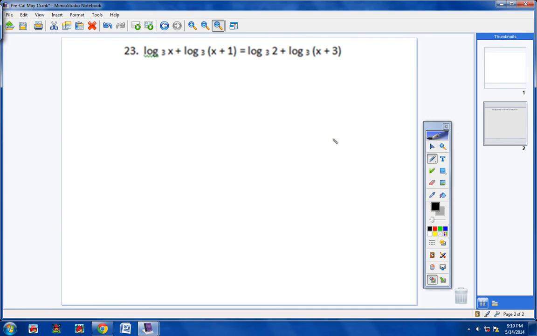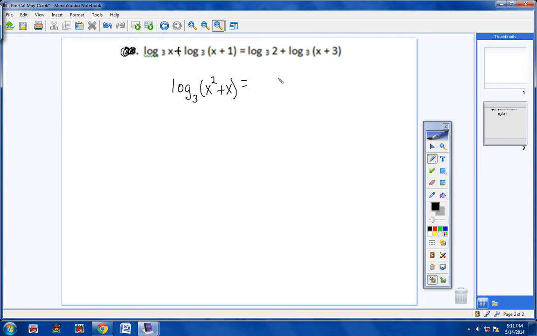All right, now I have 2 logarithms on this side, 2 logarithms on this side. So I'm thinking, you know what? I better do some super combining. Do you have anything to the left of this log? No. Do you have anything to the left of this log? No. Are they both base 3? Yes. Are the 2 logarithms being added? Yes. We know what to do. We can write log base 3 and then multiply their arguments. And if you multiply x times x plus 1, you will get x squared plus x.